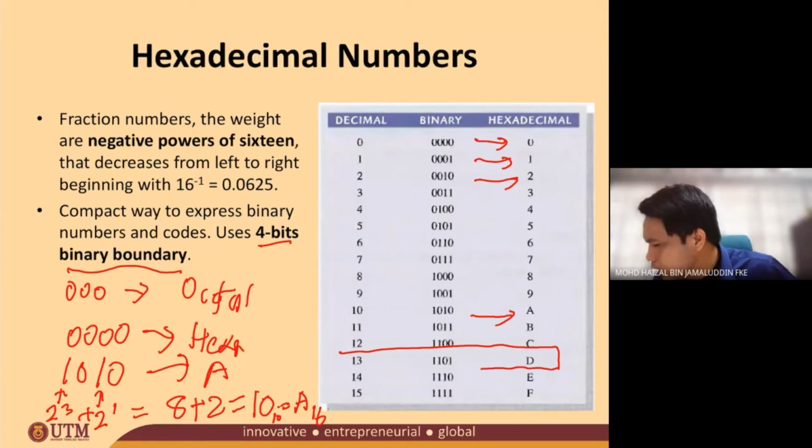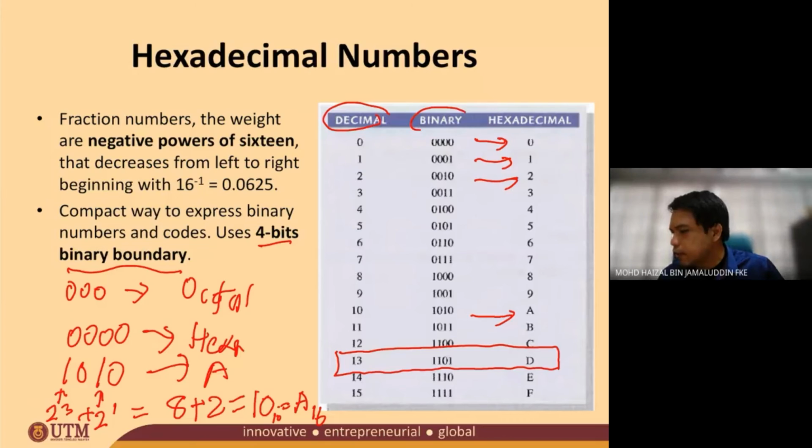Okay. So this table actually representing all the 3. So we have the decimal, we have binary, and we have hexadecimal. So we have 1, 1, 0, 1.